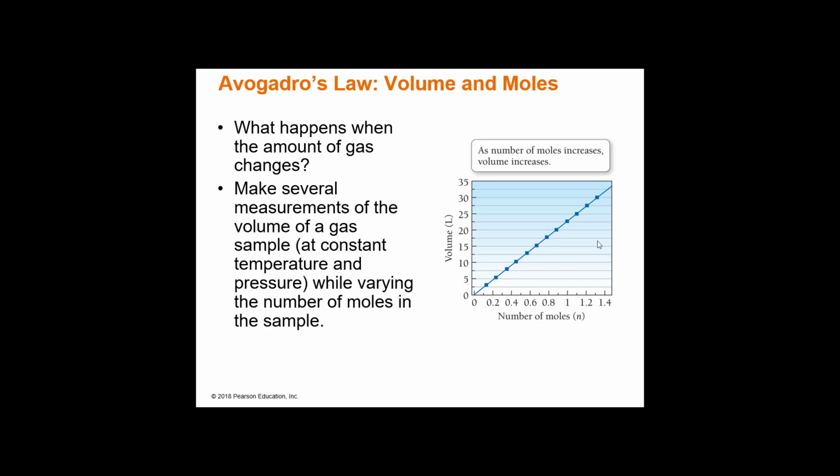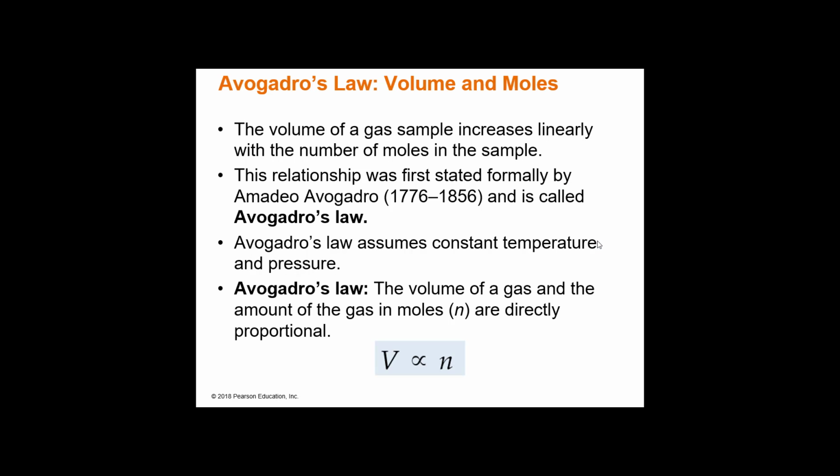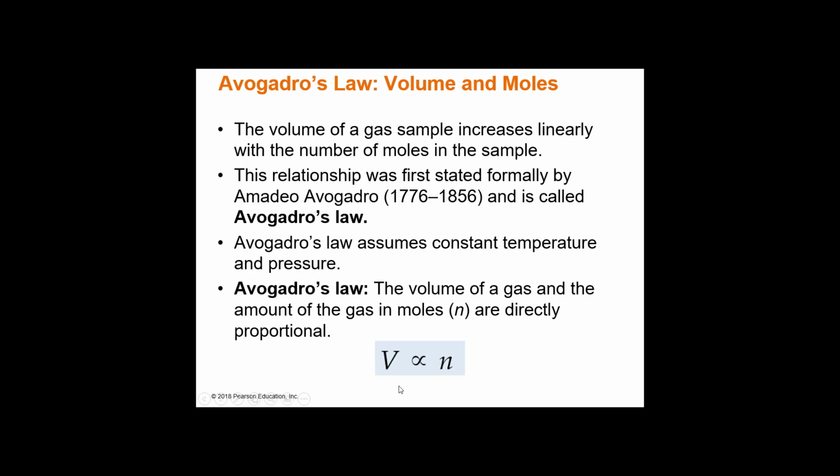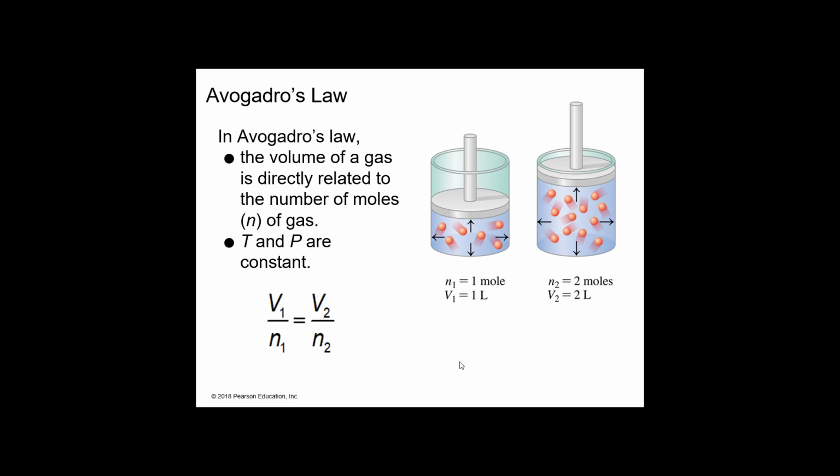We are now going to look at volume and moles while keeping the temperature and pressure constant. The volume of a gas sample increases linearly with the number of moles in the sample, and linearly, which I have a hard time saying, is just a straight line going up. This relationship was first stated by Avogadro, and it's called Avogadro's law. We look at this law at constant temperature and pressure. This is a proportionality. It just means these are directly related: if one goes up, the other goes up, and if one goes down, the other goes down, and they go exactly the same. That's where you see the linearity.